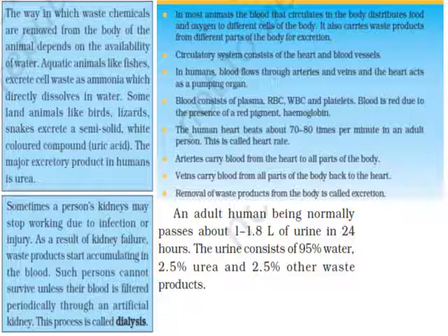An adult normally passes 1.8 liters of urine in 24 hours. And urine consists of 95% water, 2.5% urea and 2.5% other waste products.